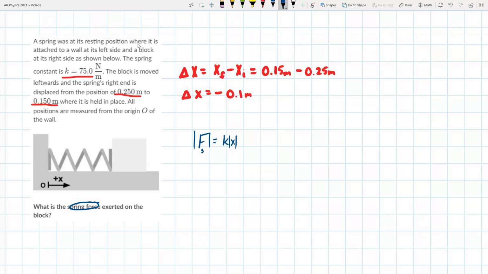So if I know this, I'm going to say, all right, spring force is equal to K, which is 75 newtons per meter. And the magnitude of the amount it moved was 0.1 meters. And now when we multiply those together, we get 7.5. Meters cancel, and our answer would be in newtons.